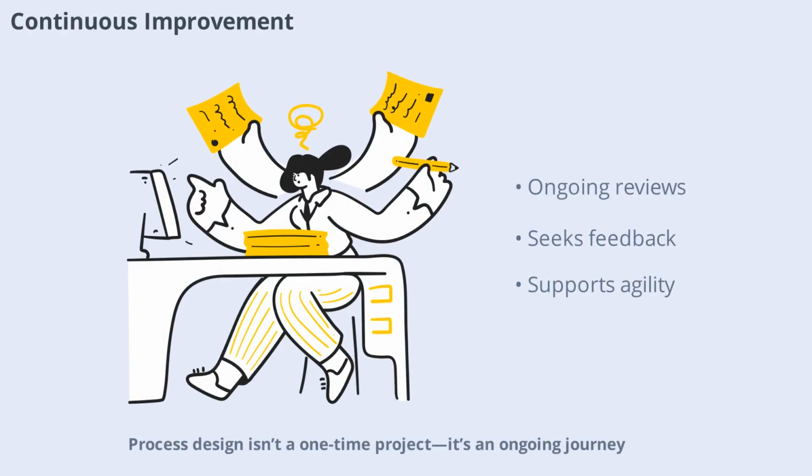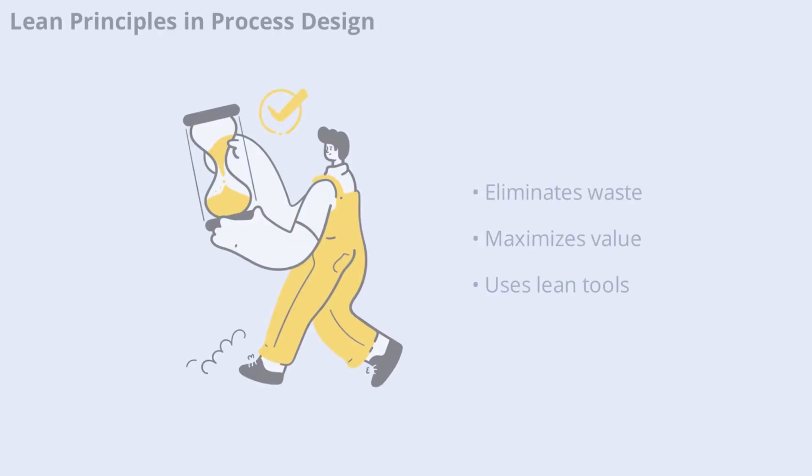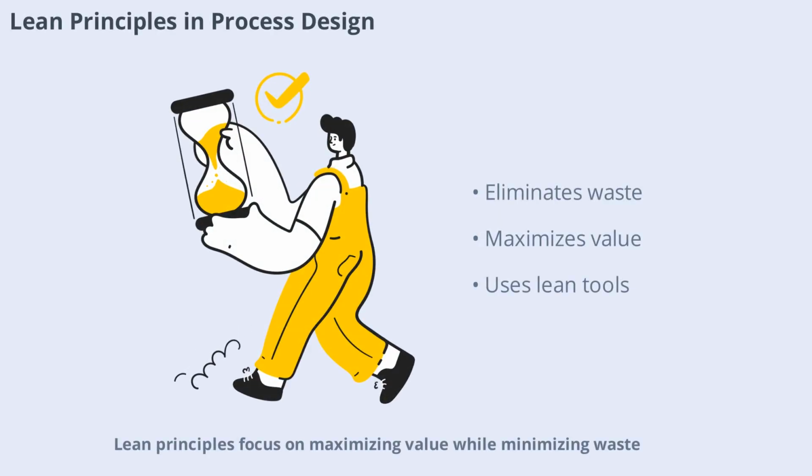Process design isn't a one-time project, it's an ongoing journey. Embrace a culture of continuous improvement by regularly reviewing processes, seeking feedback, and making incremental changes. Techniques like Kaizen or Six Sigma can support this mindset, helping your organization stay agile and competitive in a changing environment. Lean principles focus on maximizing value while minimizing waste.